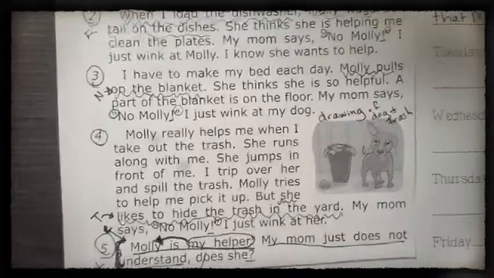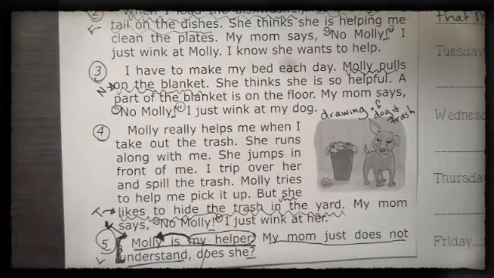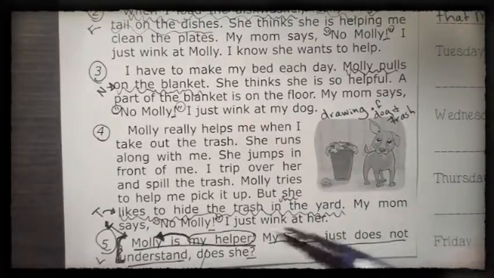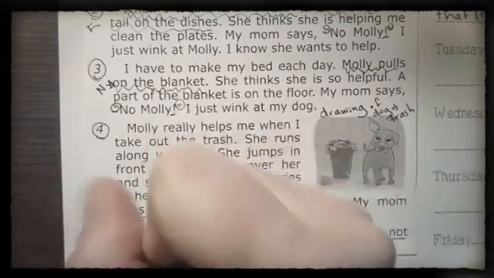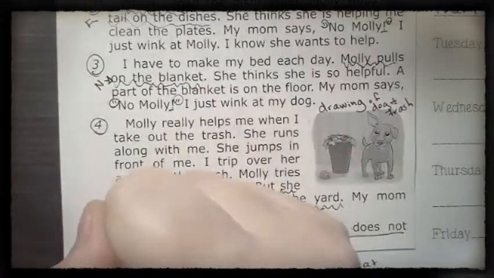Molly is my helper. My mom just does not understand. That's my problem. All of that is also not just last. That's my problem.